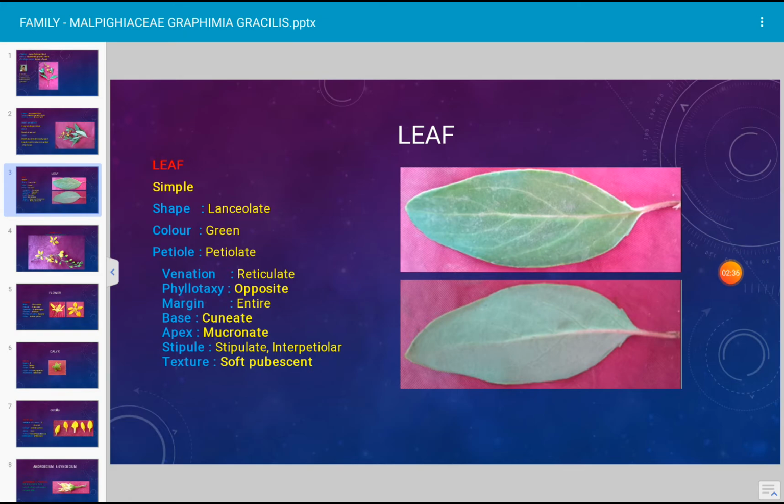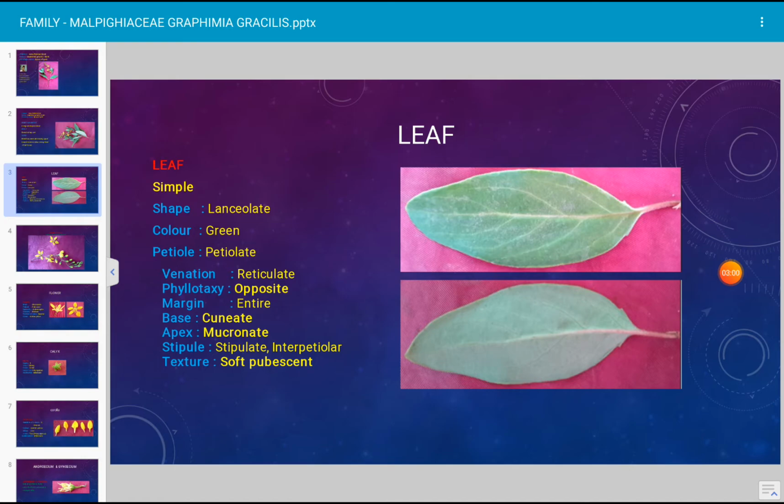Petiole is present. Petiole is the stalk of the leaf. It is present in the leaf. Therefore, the leaf is described as petiolate. In taxonomy, if the stalk is present to the leaf, it is described as petiolate leaf. How is the venation? It is reticulate venation. Reticulate venation in the leaf, again it is a characteristic feature of dicot plant.